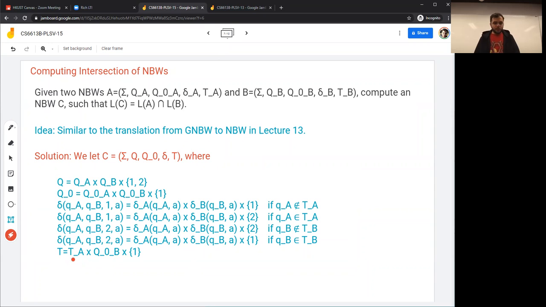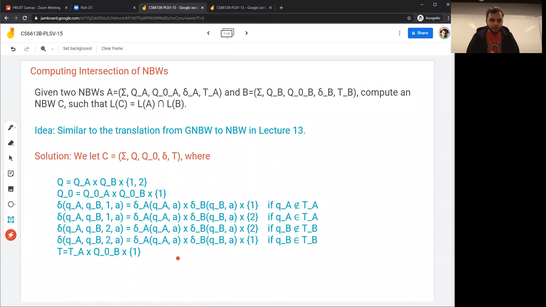Why is this sufficient? Because whenever I see a target of my automaton A in the first copy, I will have to go to the second copy. And then I can only come back if I see a target of the automaton B. So if I see a target of automaton A in the first copy infinitely many times, this means that I've also seen a target of automaton B in the second copy infinitely many times. So this is how we compute intersections of two non-deterministic Büchi automata.